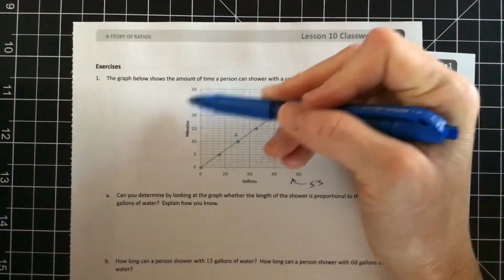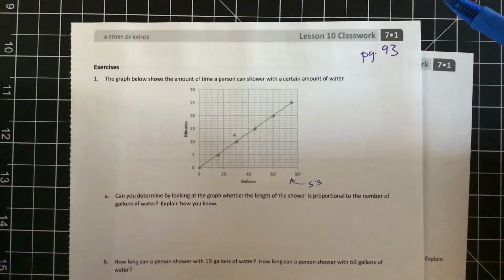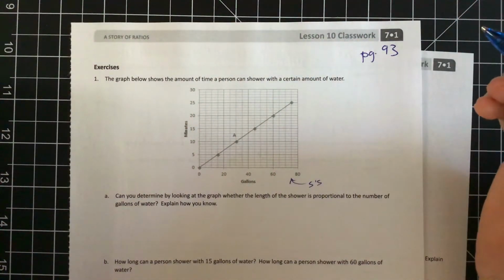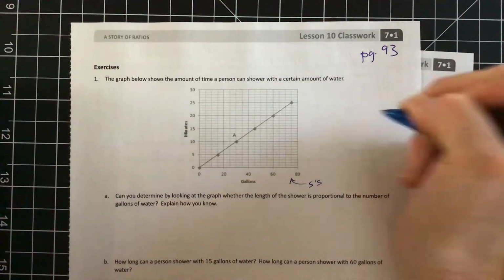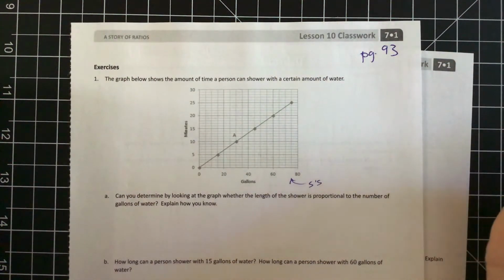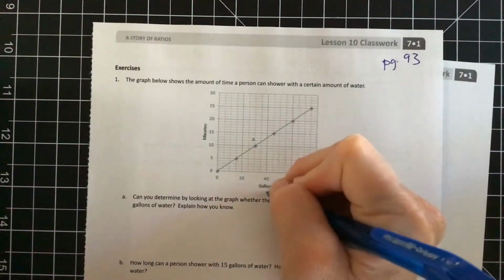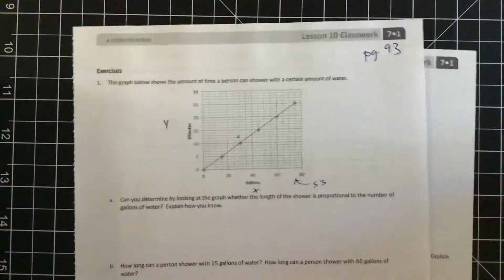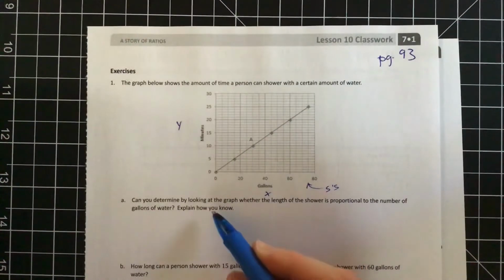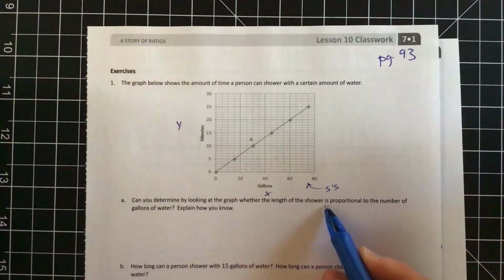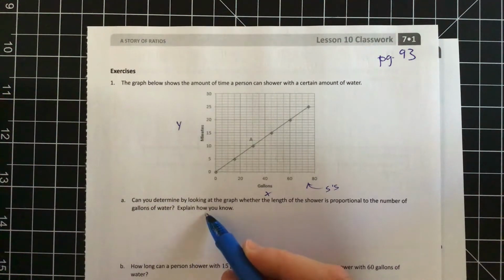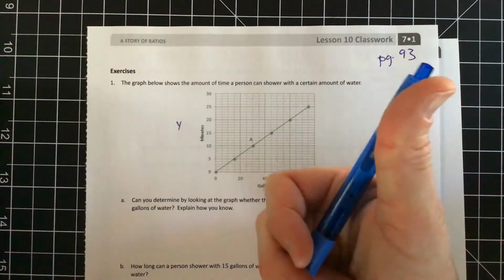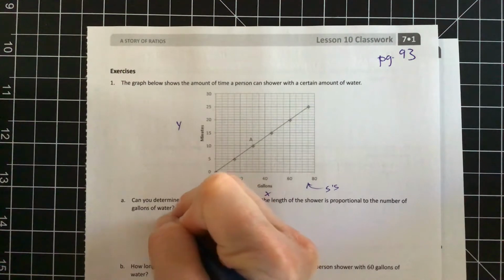And here we're scaling by 1 on minutes, okay? So we're looking again at minutes per gallon, right? So y divided by x, if this is x and this is y. So can you determine by looking at the graph whether the length of the shower is proportional to the number of gallons of water? And yes, right? Ta-da, yes.